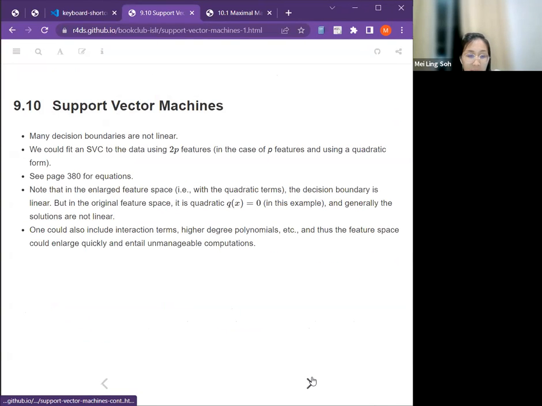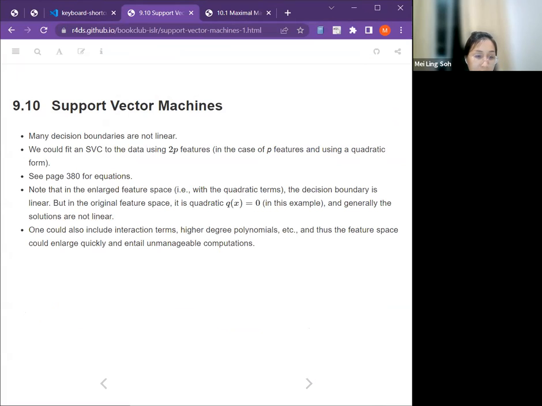Then the next one is the support vector machine. Support vector machine is used when you want to make classifications, but a lot of your classifications might not have very clear linear decision boundaries. For example, one of them is dosage.